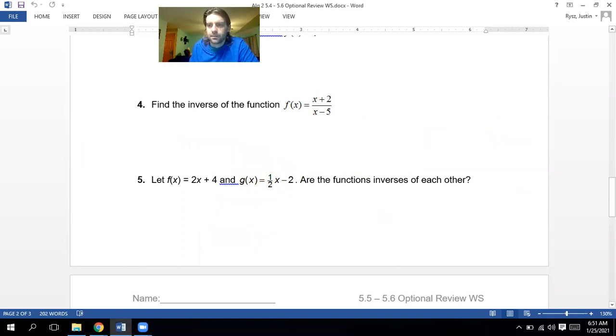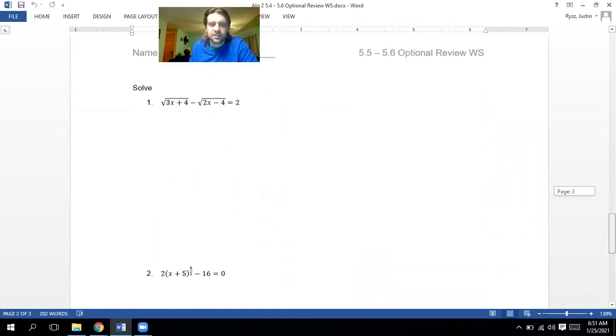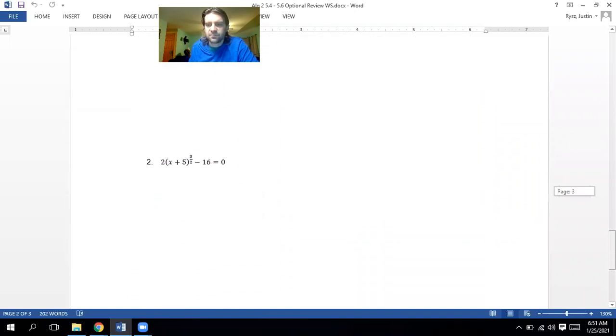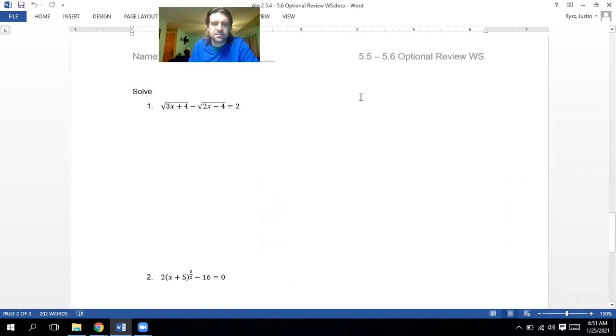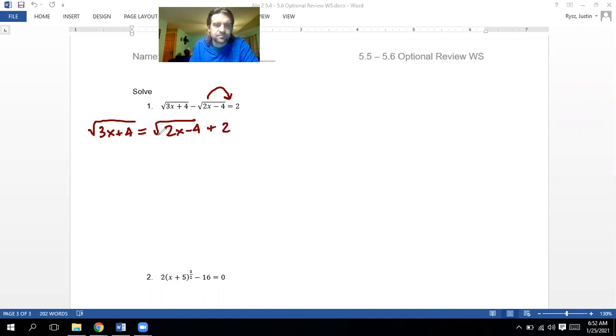All right. Last thing that we need to do here is the fun stuff, solving multiple radicals. Okay, so this is probably where you want to go ahead, pause, try this on your own, and really check these out. These are going to be worth a lot of points, so we're going to take our time with this. All right, first thing we're going to do is add the radical over to the other side. So we get radical 3x plus 4 is equal to radical 2x minus 4 plus 2.